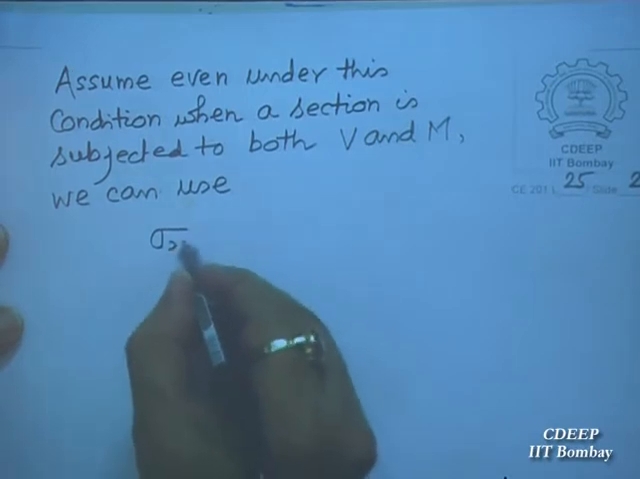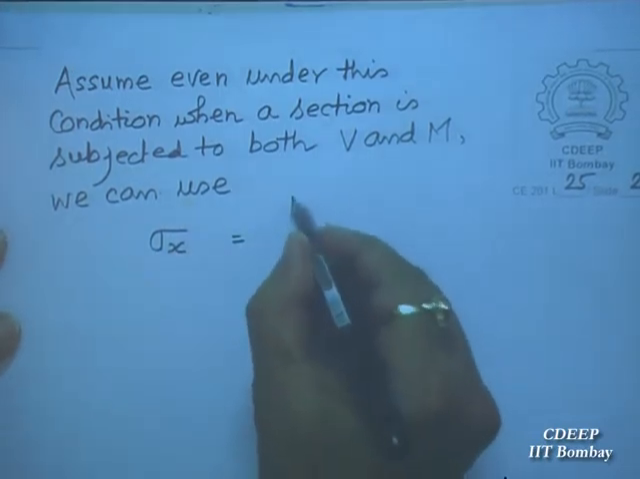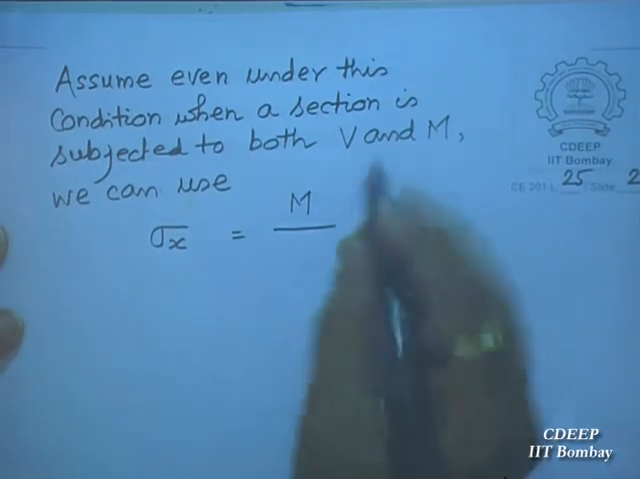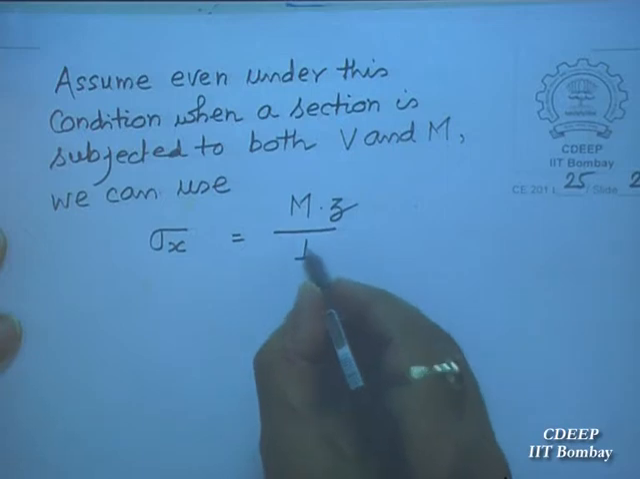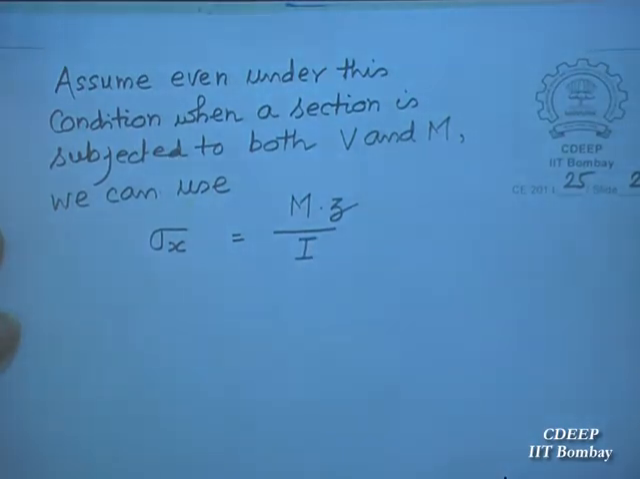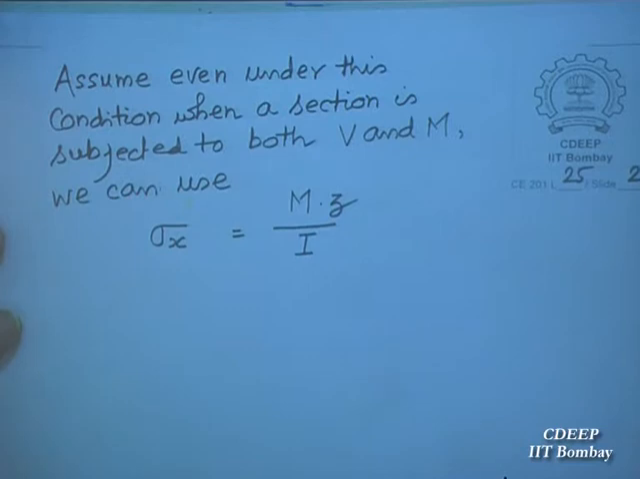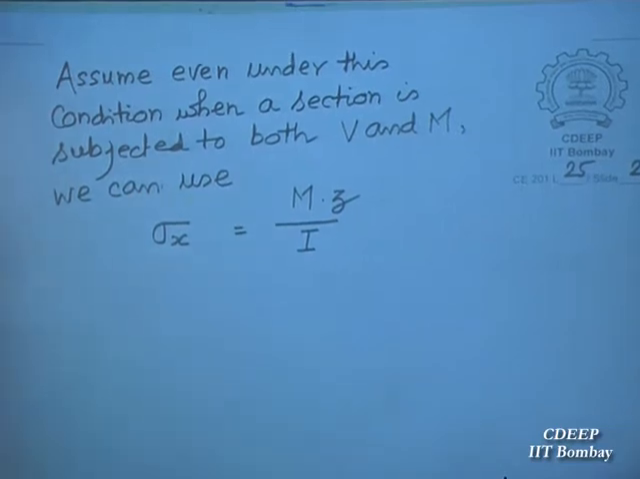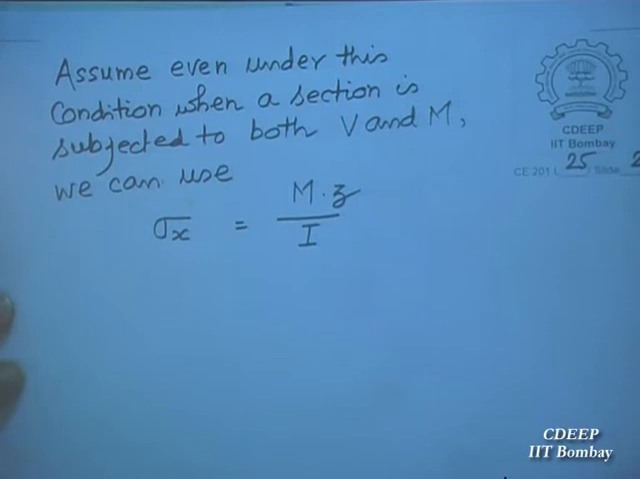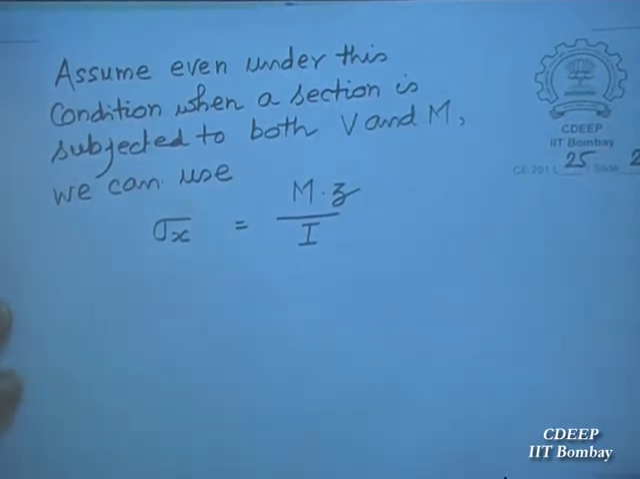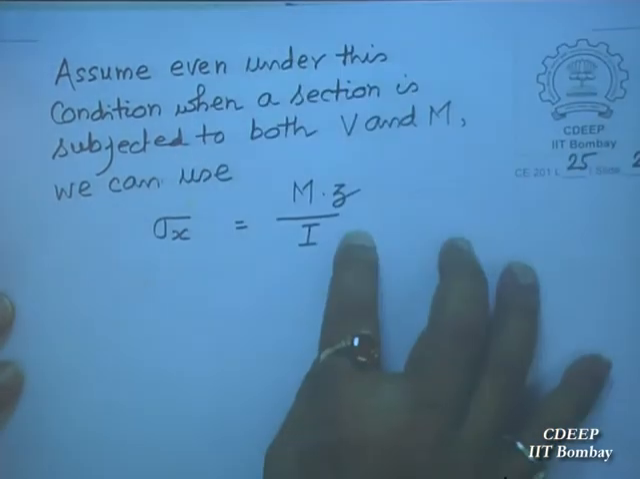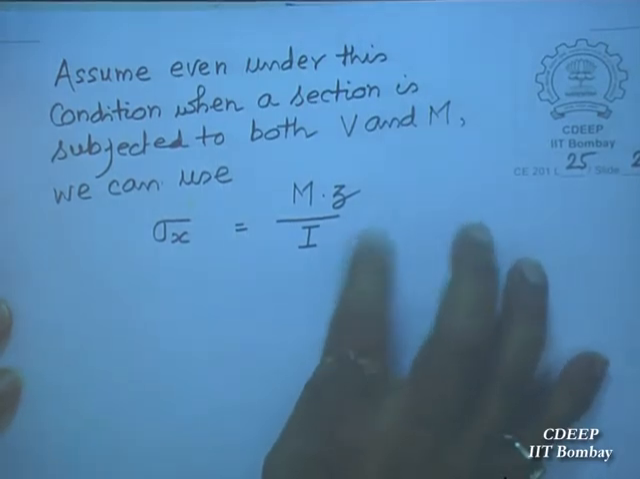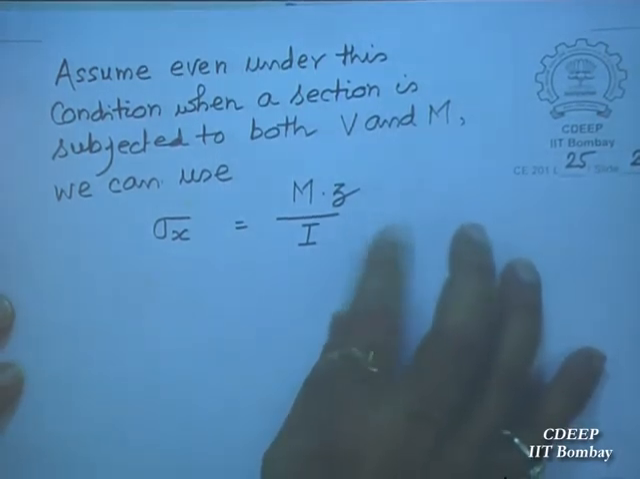Sigma x equal to, that means we are assuming that we can still find out the stresses through the thickness of the beam by this formula. There will be some approximation, we can find that out later. So this formula will not be 100% exact.